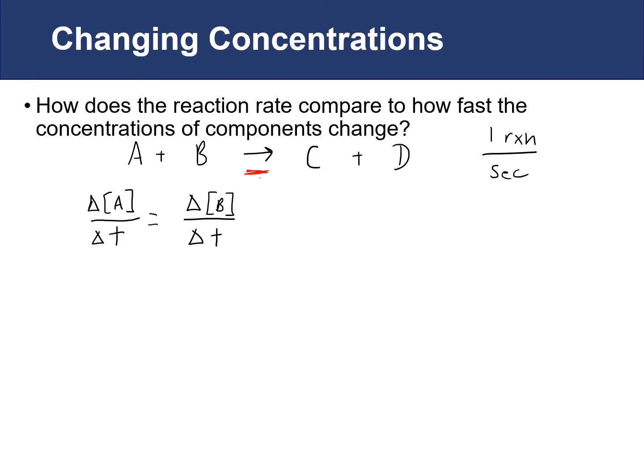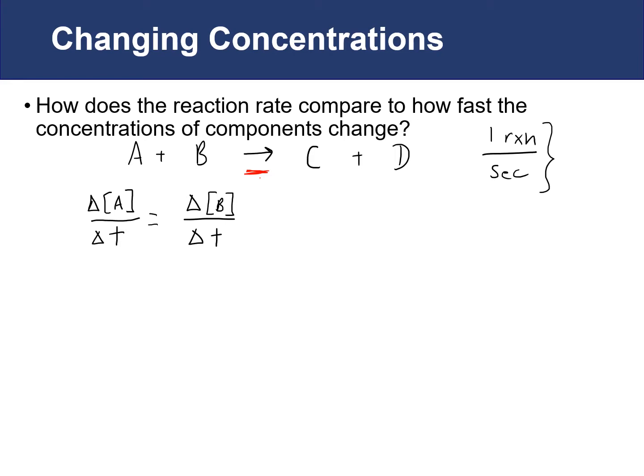Right? So what we're going to see is that this value, how fast A is changing, should be going down in value. Its concentration is decreasing. So our reaction rate is a positive number, 1 reaction per second. The value of A is going to be negative because it is going down. It started out at maybe 100 molecules. Then after the first second, it goes to 99 molecules, then 98 molecules, 97 molecules, and so forth.